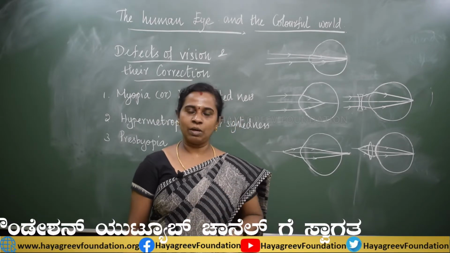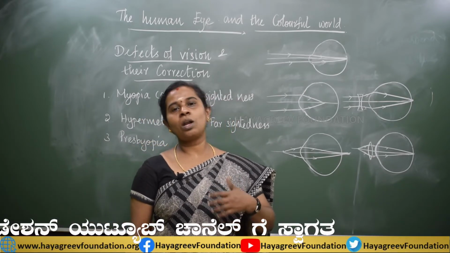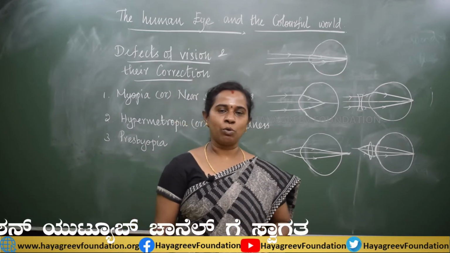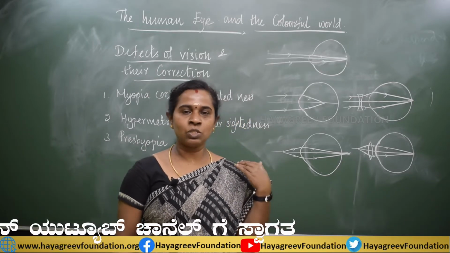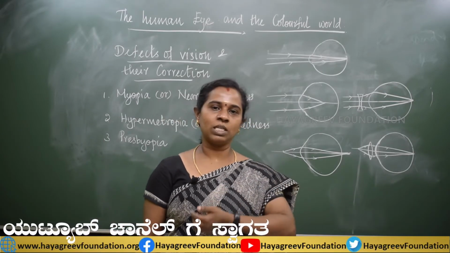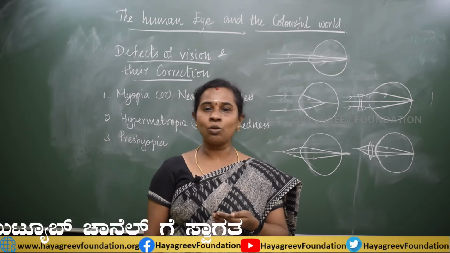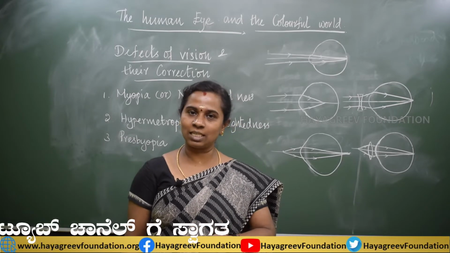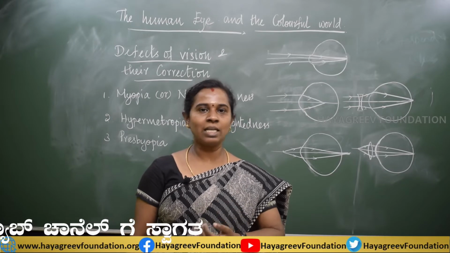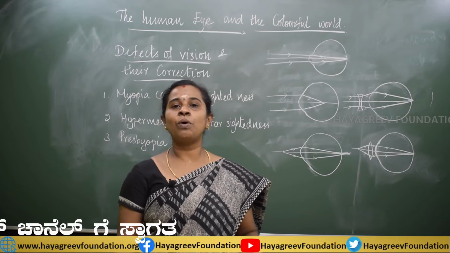Next defect is hypermetropia, also called farsightedness or long-sightedness. What is meant by hypermetropia? It is just the opposite of myopia. Short-sighted people can see near objects clearly but are unable to see distant objects clearly. But long-sighted people are unable to see near objects distinctly, while for distant objects they can see very clearly. That disease is called hypermetropia, long-sightedness or farsightedness.